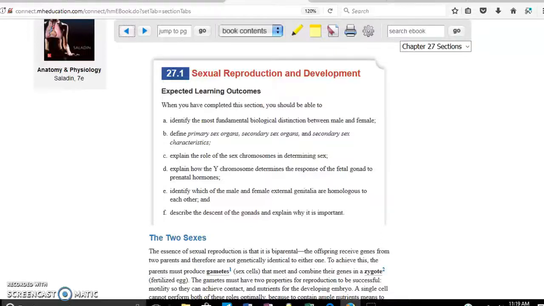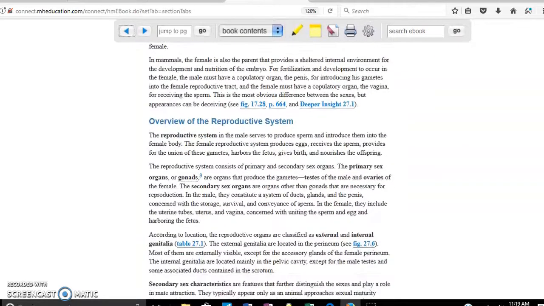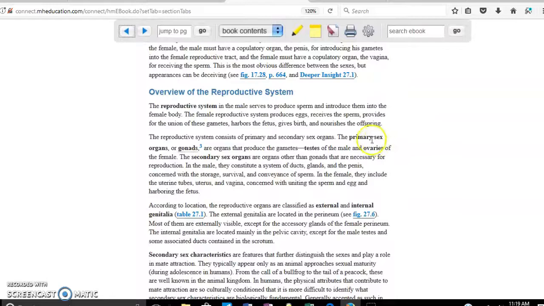We're going to look at sexual reproduction and development. In the case of humans, there are males and females. The next topic is the overview of the reproductive system. As you can see here, we have primary sex organs, right, and secondary sex organs.